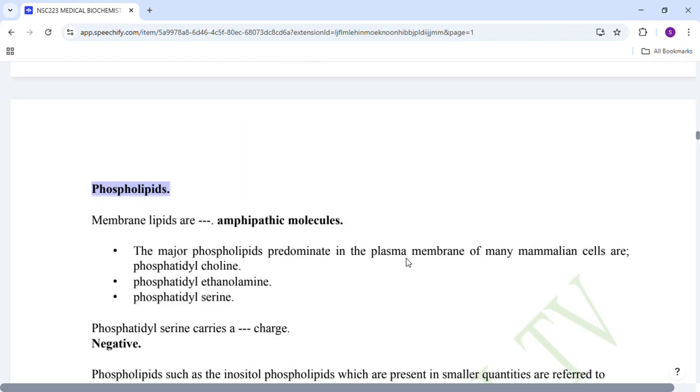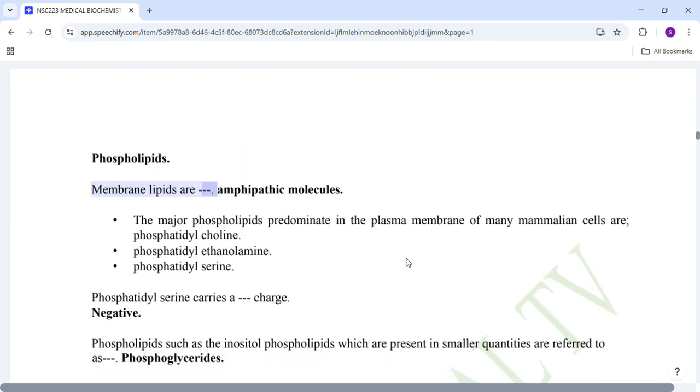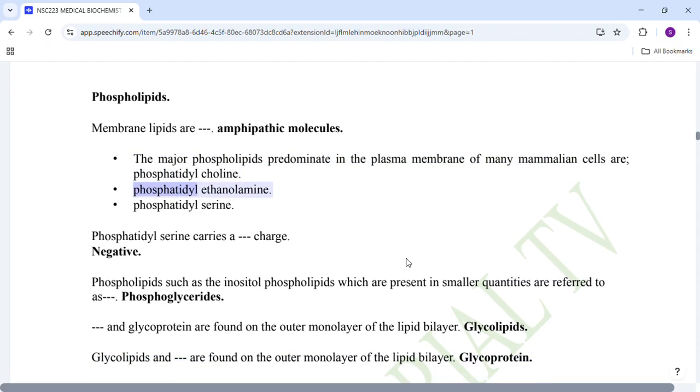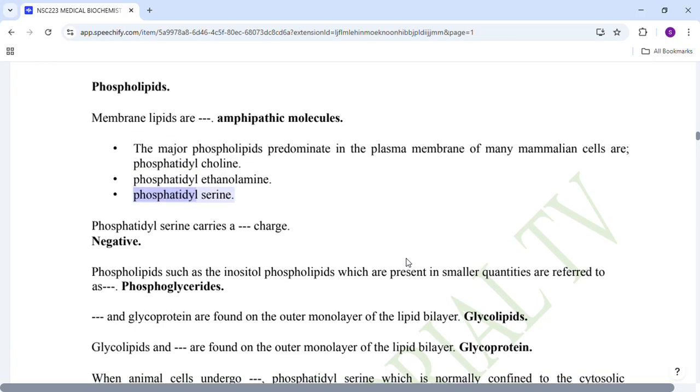Membrane lipids are amphipathic molecules. The major phospholipids that predominate in the plasma membrane of many mammalian cells are phosphatidylcholine, phosphatidylethanolamine, phosphatidylserine.